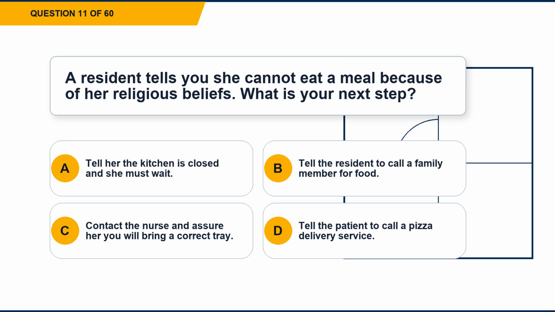What is your next step? Option A. Tell her the kitchen is closed and she must wait. Option B. Tell the resident to call a family member for food. Option C. Contact the nurse and assure her you will bring a correct tray. Option D. Tell the patient to call a pizza delivery service.